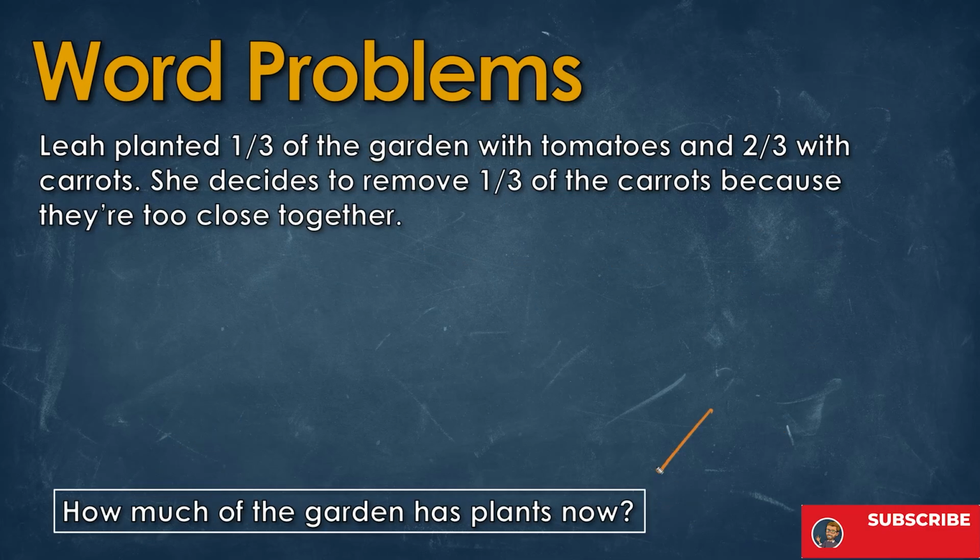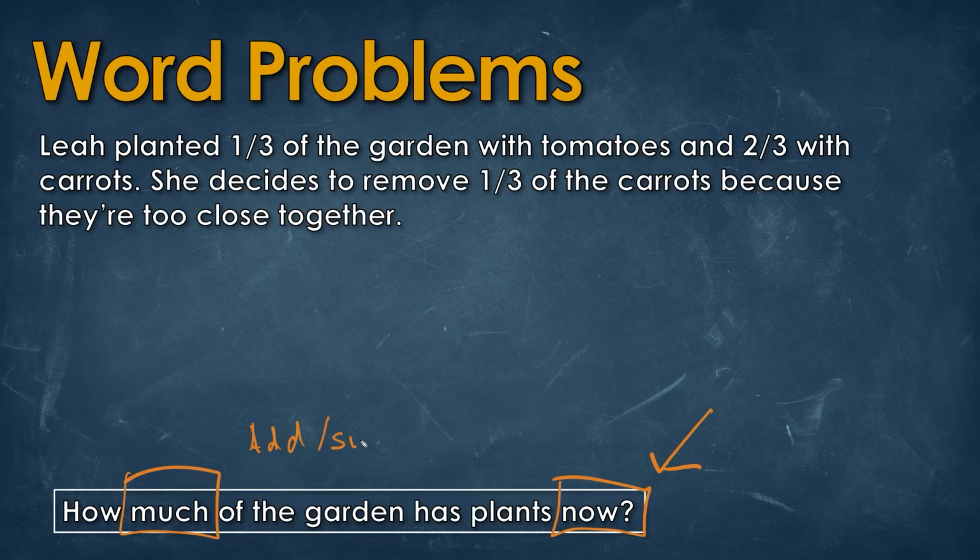Looking at the next word problem, we're going to take a look at that question. It says, how much of the garden has plants now? That word now can be a little bit unsure, as well as that word much. So it could mean addition, it could mean subtraction, or it could mean both. We don't know, so the best thing we could do is read the question.